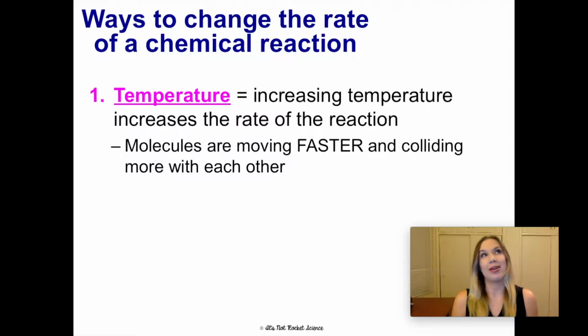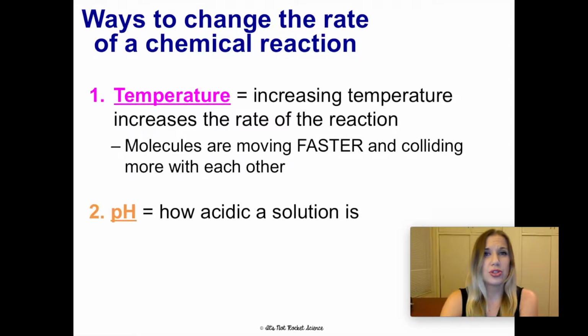And just think about gaseous particles. They have tons of space to freely flow around each other. And so when you increase the temperature of a gas, those particles are flying around left and right, and they're hitting each other, colliding with each other with a lot of force.